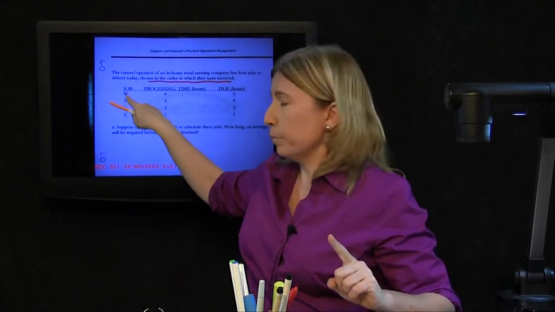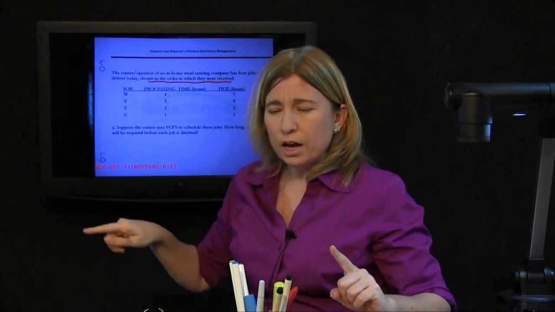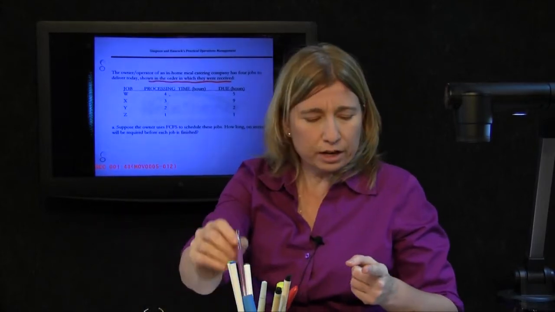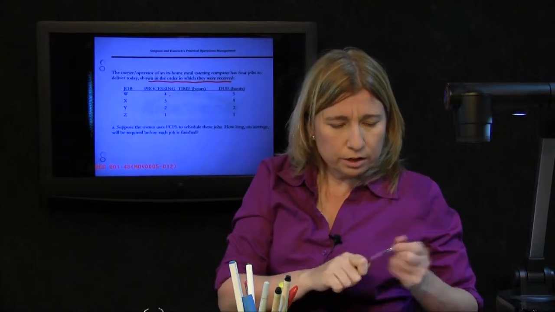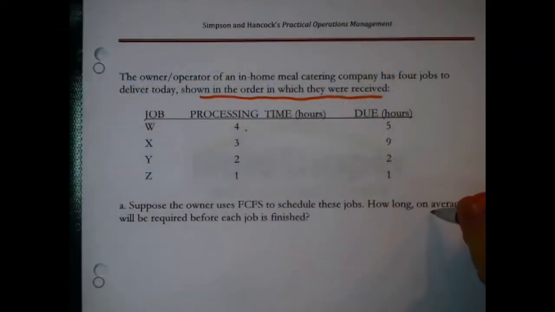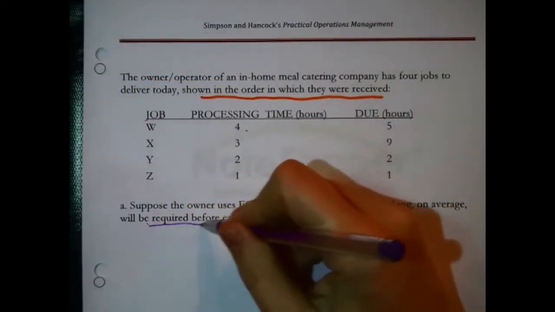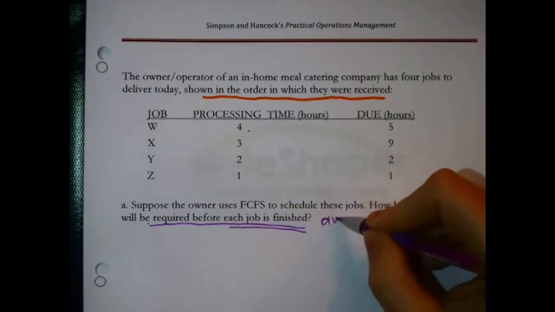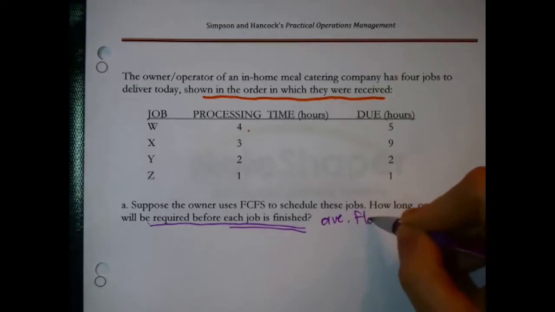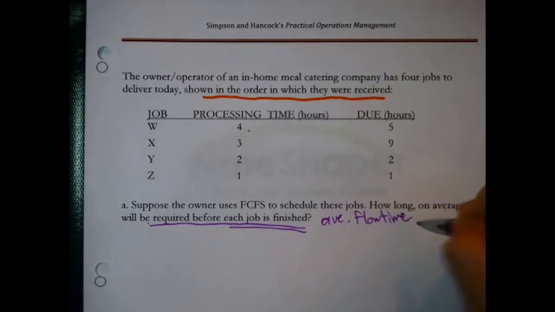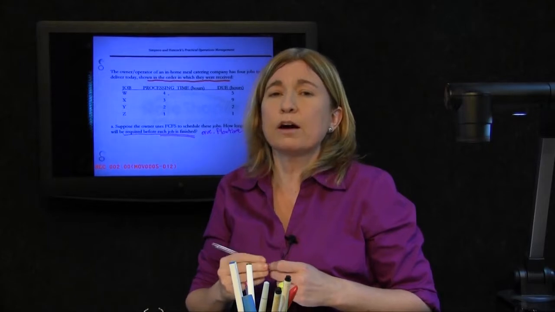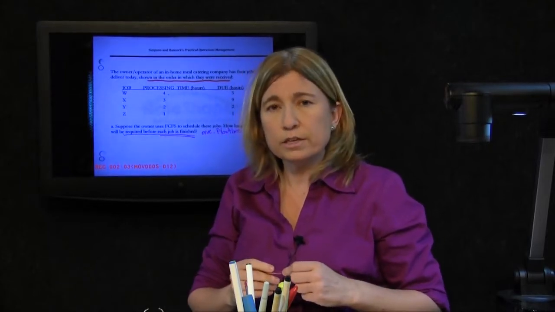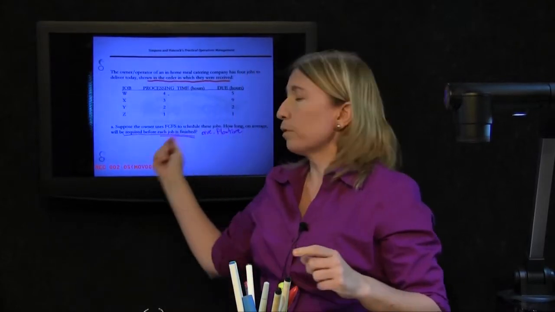It's talking about the sequence that's being displayed, but how do you actually answer that question? What is another way to say how long on average will be required before each job is finished? Each job is finished, that is average flow time. That is just another way of saying what would the average flow time be of that sequence. Oh, okay, so for this data table, we need to calculate the flow time.